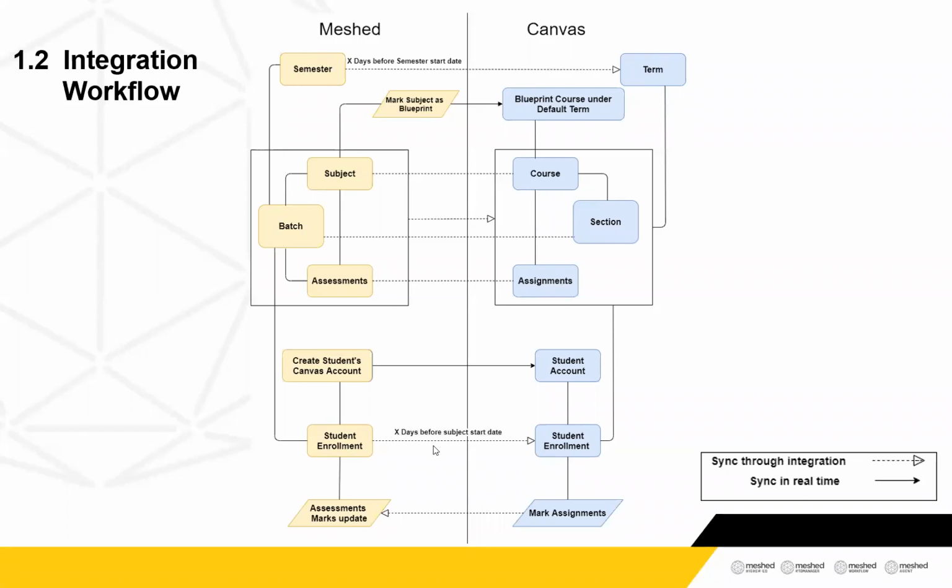So here also you can define one set of rules, that is, how many days before the subject start date of that student enrollment you would like the integration to push that enrollment to Canvas. For example, in your subject enrollment, if your start date is 10th of July and you would like to push that subject enrollment 10 days before, then when the integration runs on 1st July, it will check how many enrollments there are where the start date falls in the next 10 days, and it will pick all those enrollments and sync them to the Canvas platform.